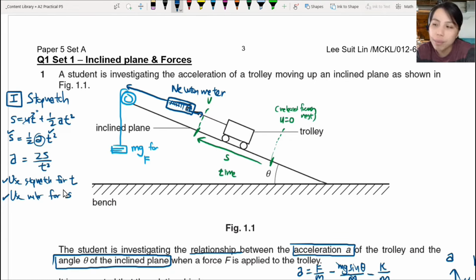Method number 2, a little bit more advanced, but doable in labs, is to use a light gate. So this is the light gate method, which is good to know because we'll be using it a lot.